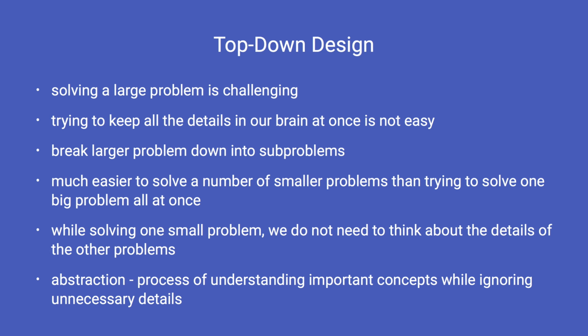Another key concept that is useful to apply is known as abstraction. That is the process of understanding important concepts while ignoring unnecessary details. An analogy is that in order to drive a car, we can ignore the details of how the engine and transmission work. We just need to worry about how the steering wheel, gear shift, accelerator, and brake pedal work. By abstracting away the details that we don't need to know, we've made it easier to concentrate on the issue at hand of driving the car.